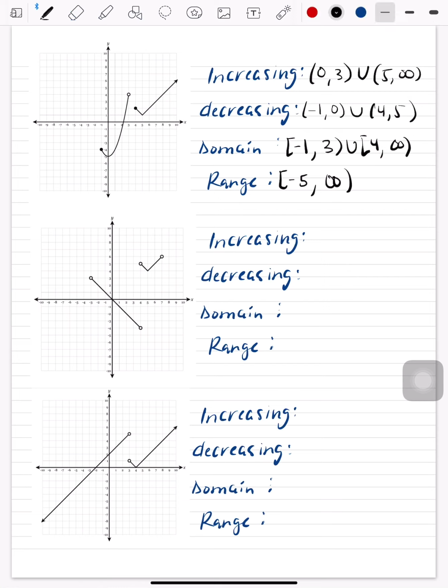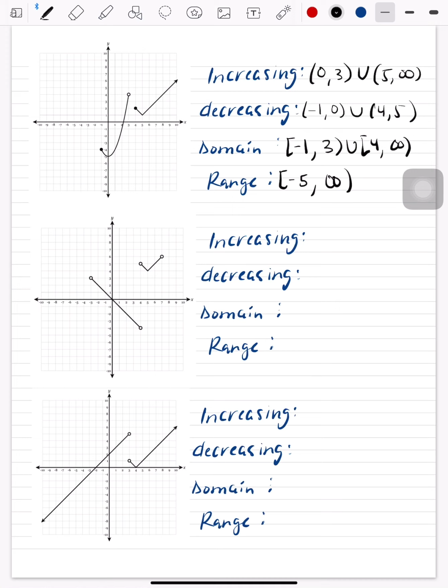This is where you want to pause the video and then come back, double check your answers with mine. Again, I might mess one up, and if I do, just make sure that you know where I messed up and correct me if you want. So, let's get going here.